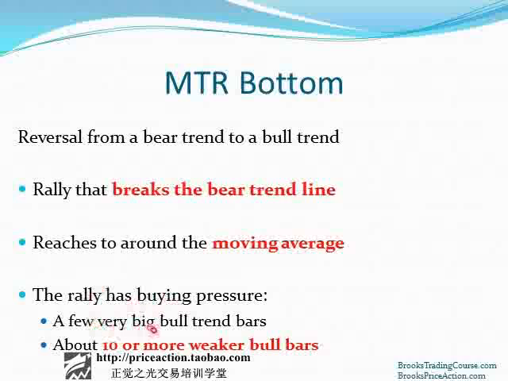For example, it can have a few very big bull bars, or it can have 10 or more weaker bull bars. But you're trying to see some kind of buying pressure in that test up, so that when that market tests down again, the market will probably either be in a trading range, in which case you can buy low, or it could be reversing in a major trend reversal.